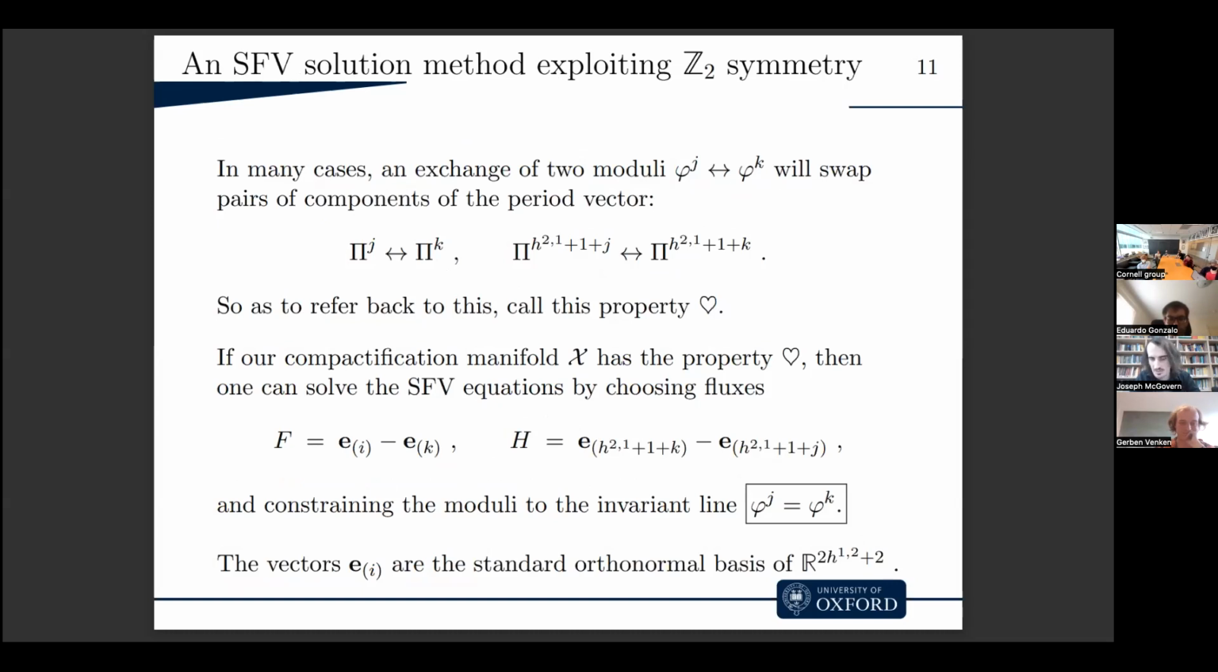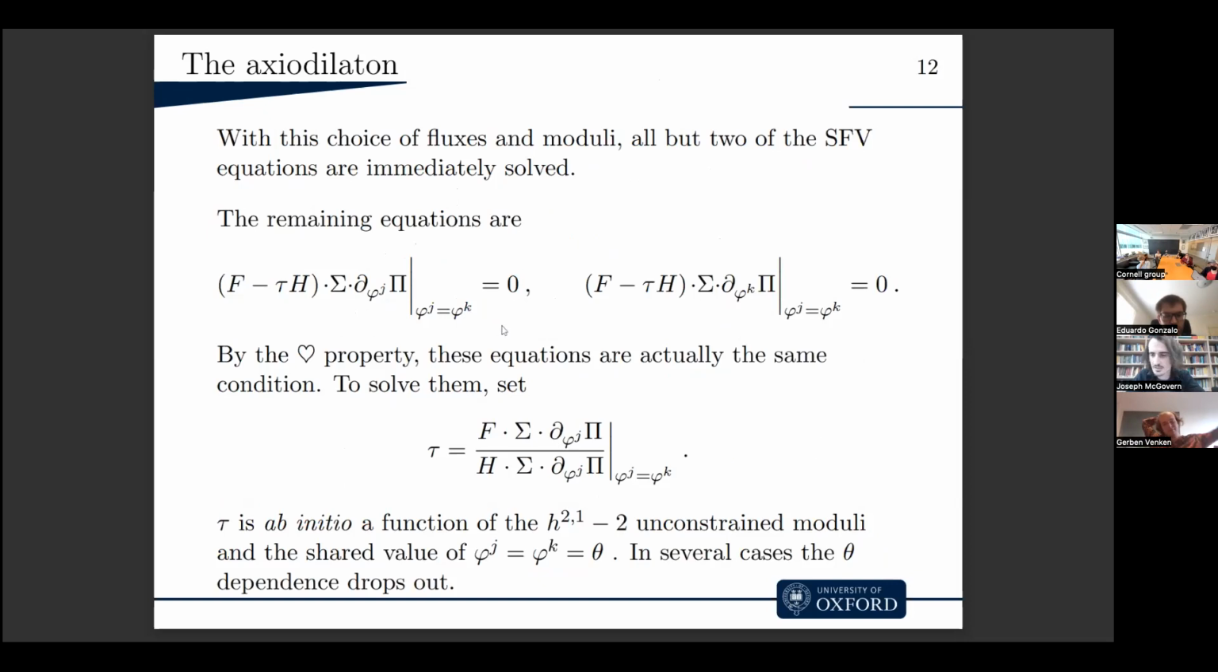So if you've compactified on a manifold that has that property, then pick these pairs of fluxes, F and H, and constrain the moduli only with a single constraint, that you lie on the fixed point of the swapping symmetry. And this will solve nearly all of the equations, bar one. The one that remains is the equation that defines the axiodilaton. So you solve for the axiodilaton at the end, and you find this, and that's the full solution.